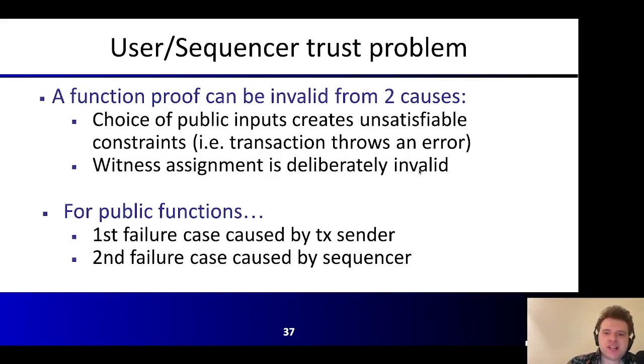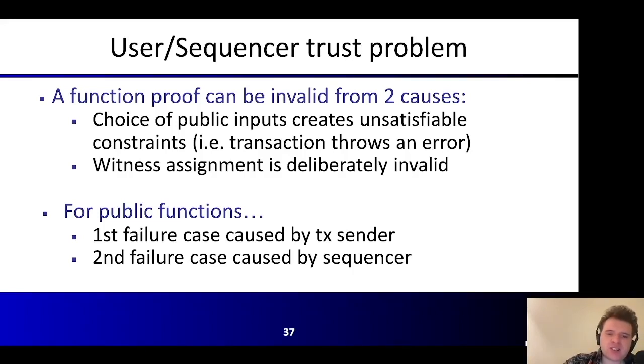The second scenario, though, is that the witness assignment is deliberately invalid. So you imagine a case where the public inputs that the prover has chosen are good, as in, for an honest prover, you will be able to create satisfiable constraints in the circuit. However, the prover is dishonest and deliberately assigns one of its values to the circuit that is invalid.